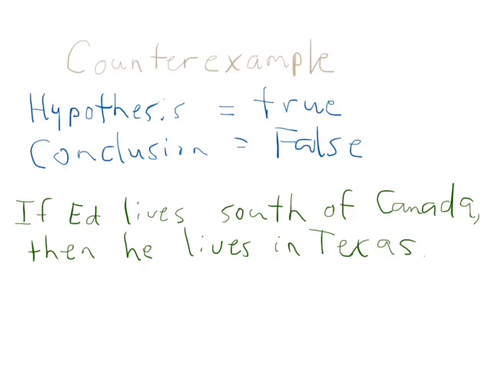So for example, we could say that Ed lives in Mississippi. Well, the hypothesis still would be true. Ed would still live south of Canada, but the conclusion would be false. It does not mean that he will live in Texas, because he could live in Mississippi, or he can live in basically any state in the United States. So a counterexample would be something like that, where the hypothesis would still be true, but the conclusion is false.